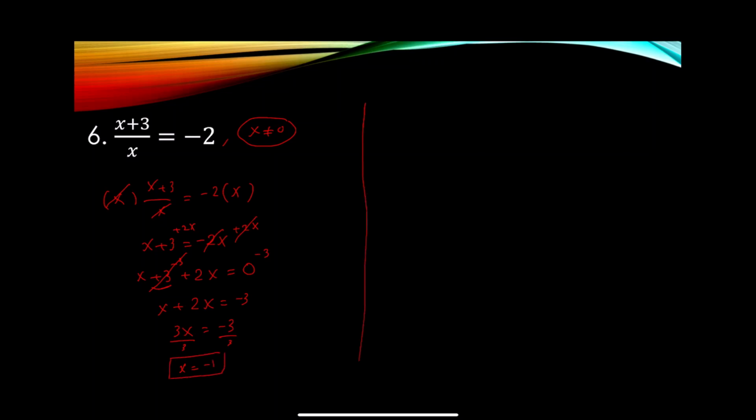Let's do the check. Bracket plus 3 over bracket equals -2. Put -1, -1. -1 and 3 is 2, over -1. Is it equal to -2? 2 over -1 is -2, and -2. They are equal, so our solution x equals -1 is true.